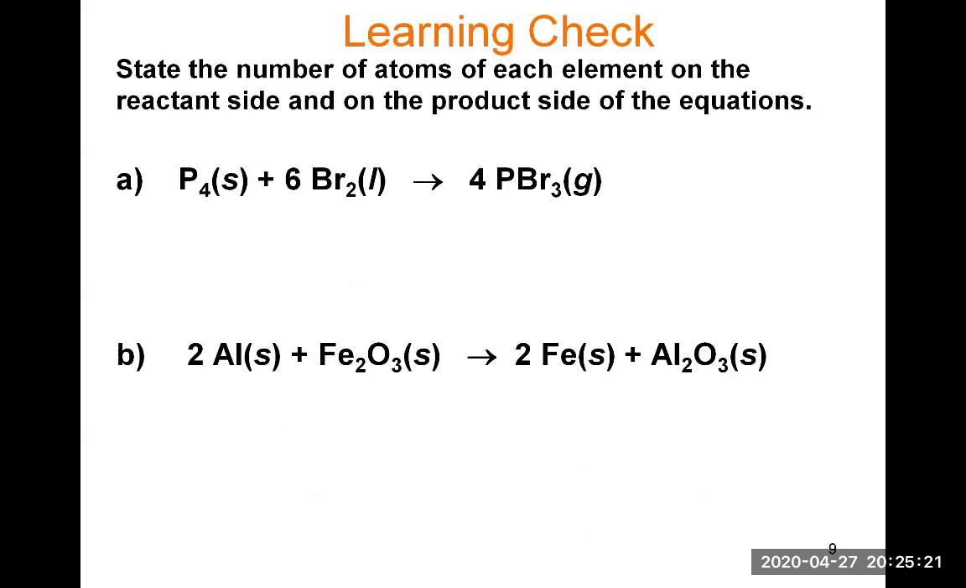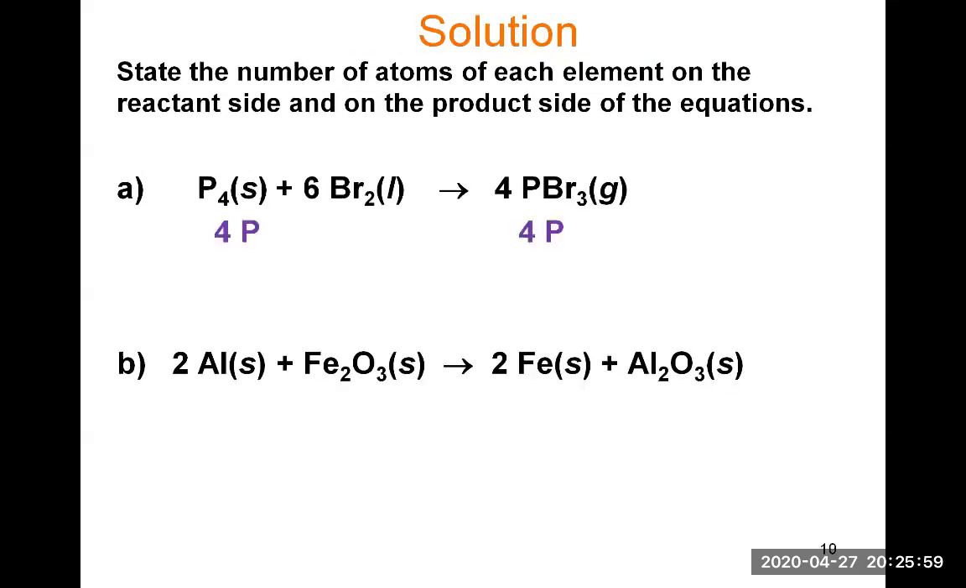So P4, phosphorus, plus 6 Br2 gives 4 PBr3. If you count the number of phosphorus on the left side, you have 4 phosphorus, because there is no coefficient in front of P4, so it's like a 1. You have 1 molecule of P4, and 1 molecule of P4 has 4 P. So you have 4 phosphorus on the left.